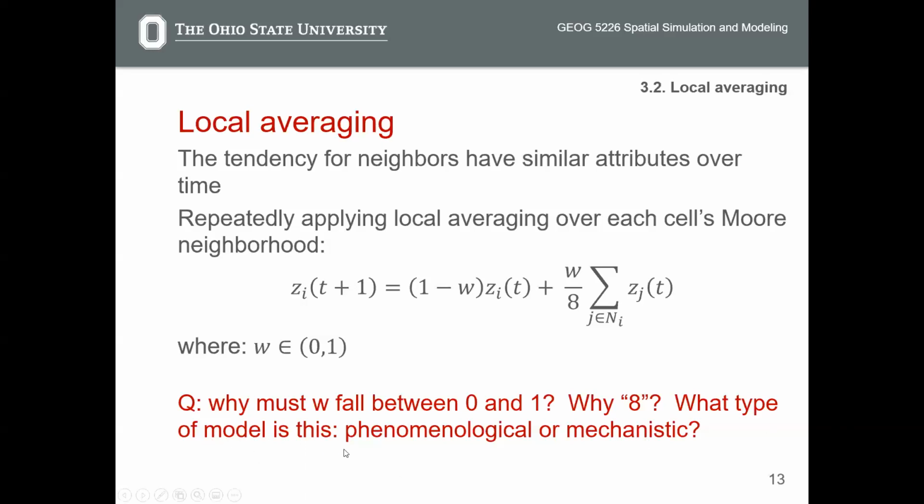What type of model is this? Phenomenological or mechanistic? Obviously the latter one, because this is a mechanism for updating cells. I have given you this rule, this mechanism, to help these cells update, right? It's not statistical. It's a very clear mathematical expression of the mechanism. Okay.